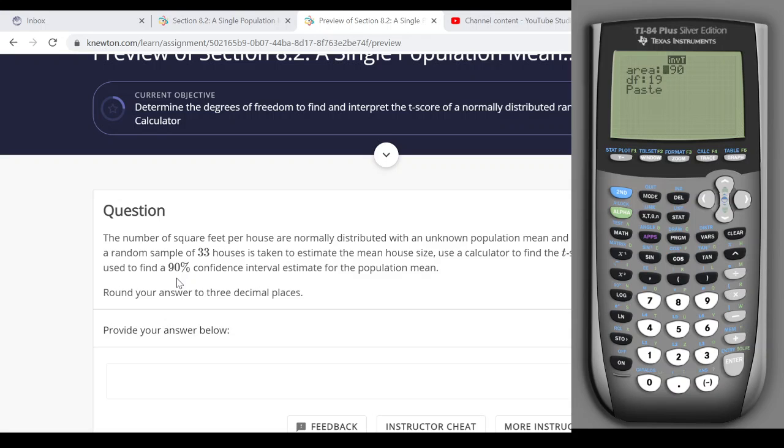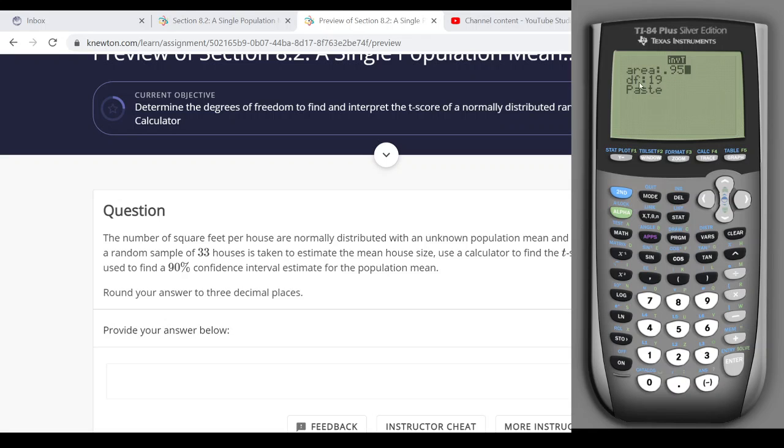Alpha, the value of alpha would be 10%, and you cut that in half, alpha over 2 would be 5%. So the area above the upper value would be 5%. The area below the lower value would be 5%. So I'm looking for a t-score with 5% above it. Now, if you got 5% above, that means you have 95% below, right?